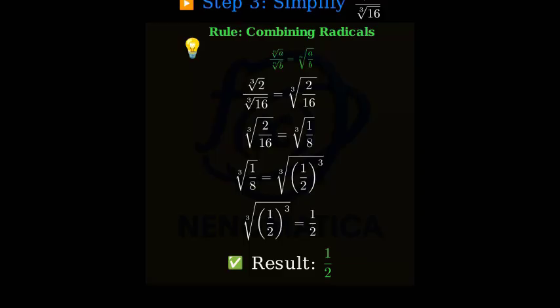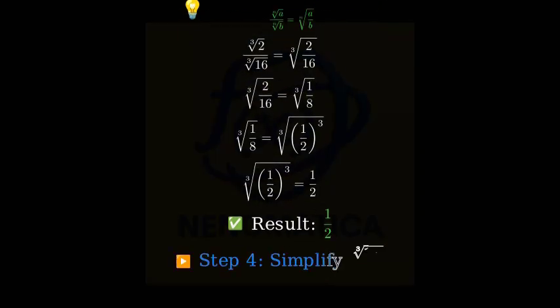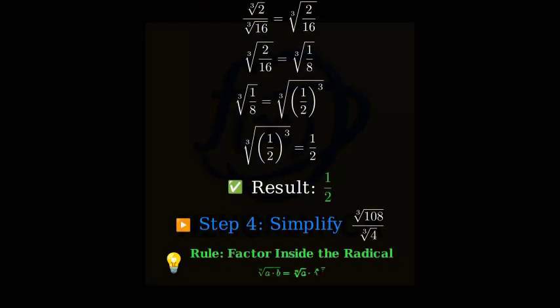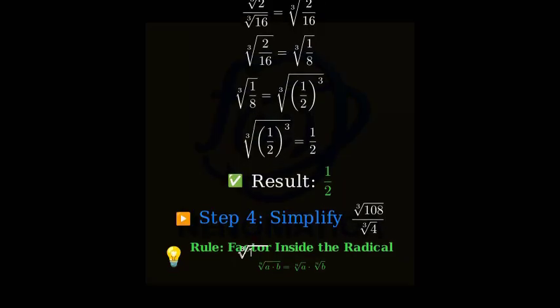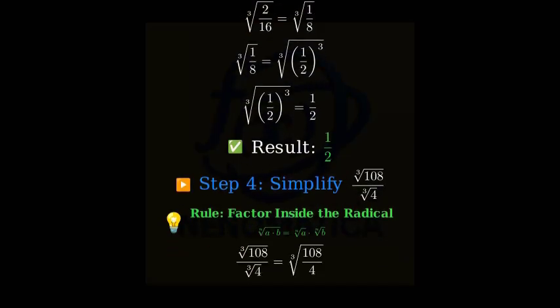Let's finish with our fourth example. We need to simplify the cube root of 108 divided by the cube root of 4. For this problem, we'll use the same property as before to combine the radicals and then factor inside the radical to simplify. We can rewrite the expression as the cube root of 108 divided by 4.